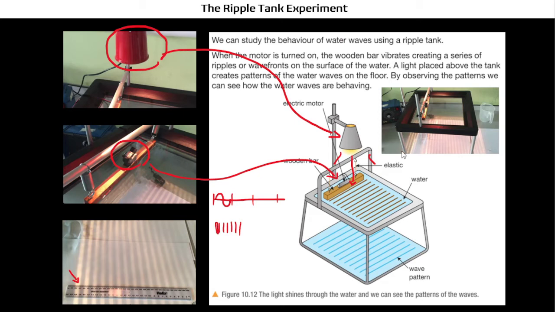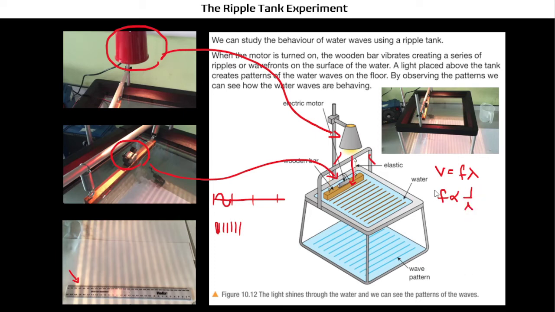Okay, I cannot even draw it here. Now if we try to look at this in terms of equation, it essentially looks like this: V equals f lambda. Now if we take the velocity as a constant, it is simply f varies as 1 over lambda.